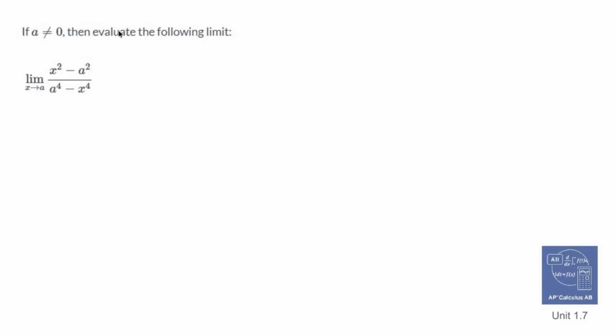If a can't be 0, then evaluate the following limit. The limit as x approaches a, which can't be 0. All right, so we have up here what looks like difference of squares. So x minus a, x plus a. We have down here what looks like a unique brand of difference of squares. So that would be a squared minus x squared and a squared plus x squared.